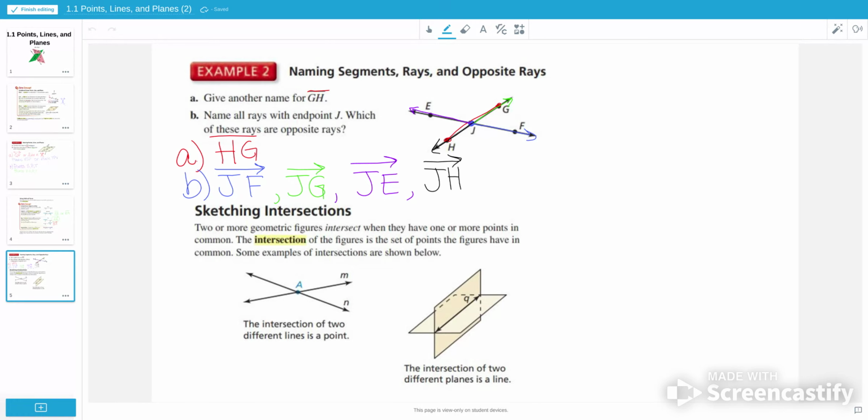And I know that this part kind of contradicted what I said. I said if it doesn't have a point there, it's not considered one. But since they're specifically saying endpoint J, then there must be a point there. It's not on the end of a line for us to say we can name it line J. And then the second part says, which of these rays are opposite rays? And so again, they have to be collinear for them to be opposite rays. And so here we have JG and JH would be opposite rays. And we have JF and JE, which would be opposite rays.